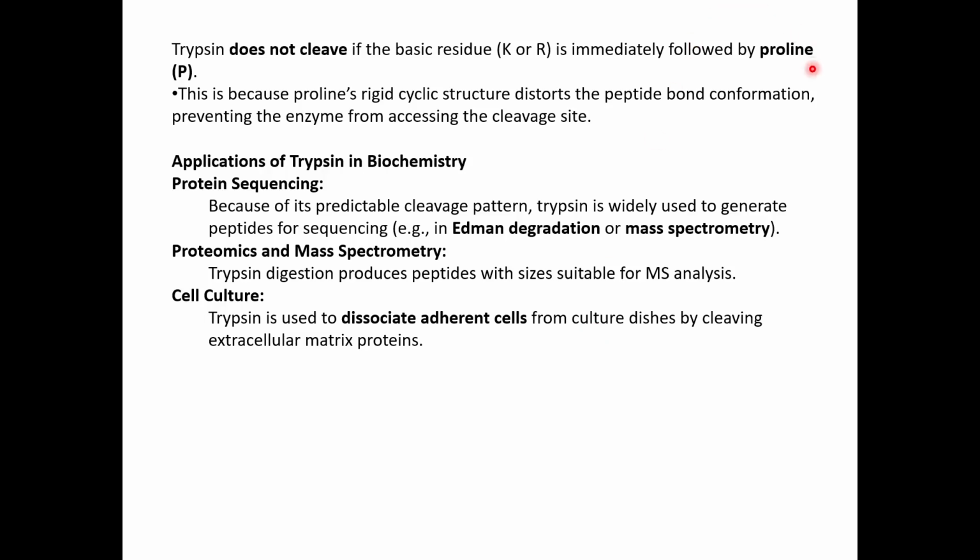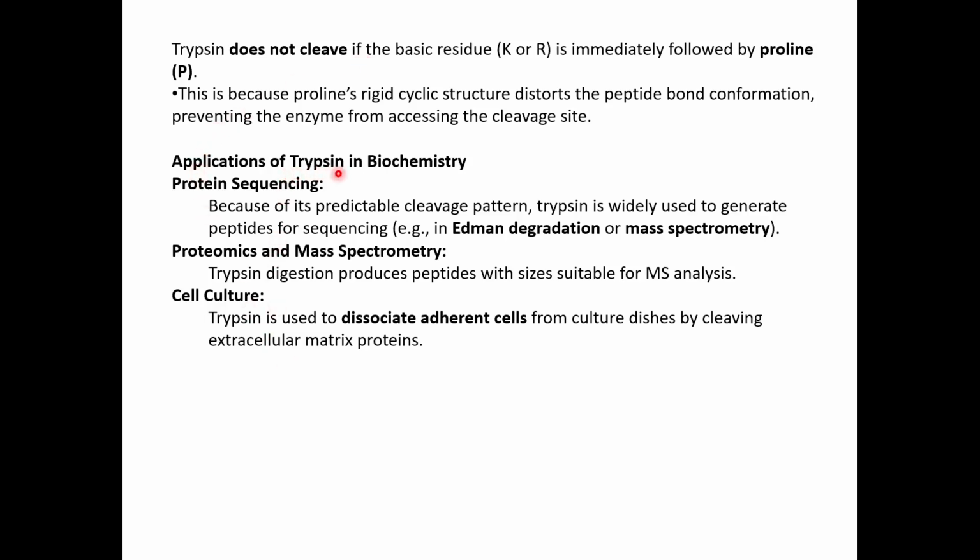So if there is a proline ring attached, we know it will change the conformation. You will generally have a bend in the protein wherever there is proline present. Due to the cyclic nature, this will not help the accessibility of the enzyme to the substrate cleavage site. So that is the reason that even though there is a basic amino acid at a particular site, if it is not cleaved, that means there is a proline immediately following that residue.